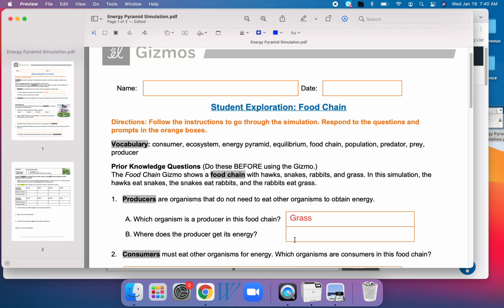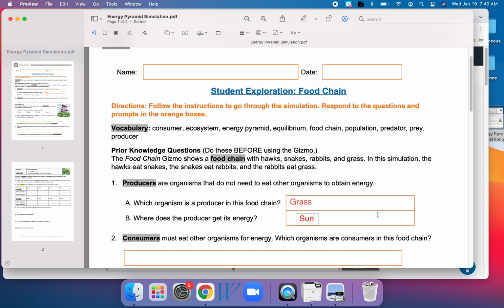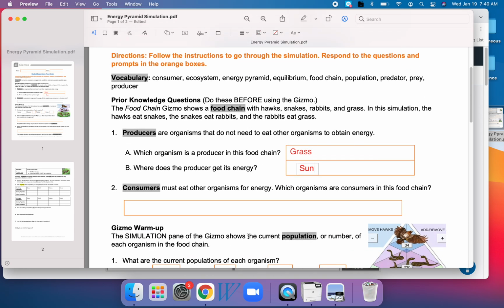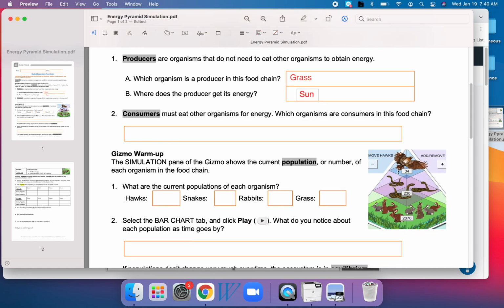Then, where does the producer get its energy from? Hopefully in the next unit we'll talk more about this. But through photosynthesis, it gets it through the sun, which most of you already know. Consumers must eat other organisms. Which are the other consumers in this food chain? That would be things that have to eat other things. Well, what do we see? We see that the rabbits have to eat the grass. The snakes eat the rabbits, and then the hawks eat the snakes. So, got a little food chain here.